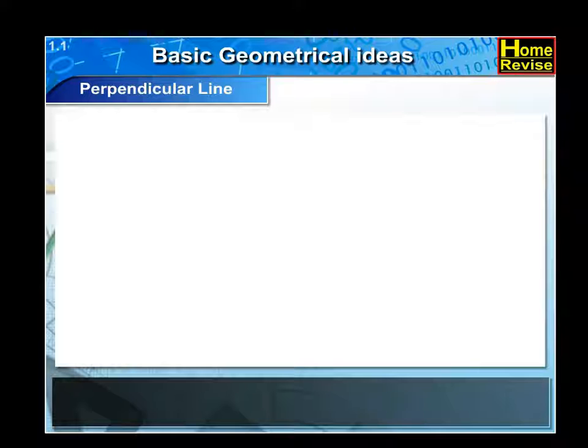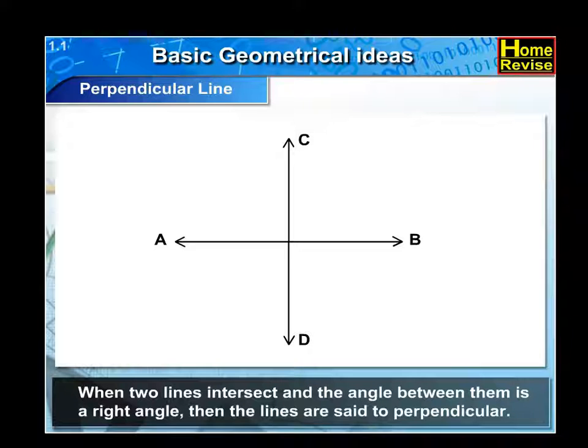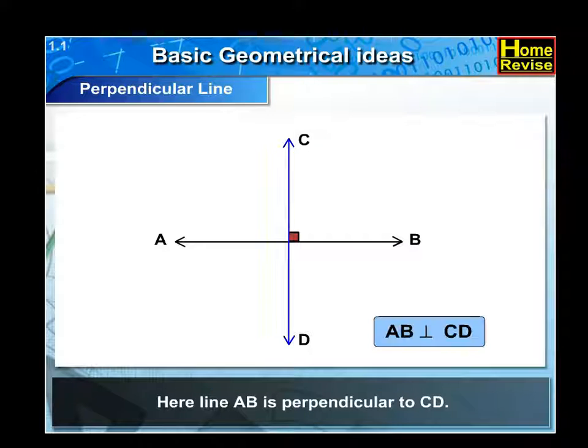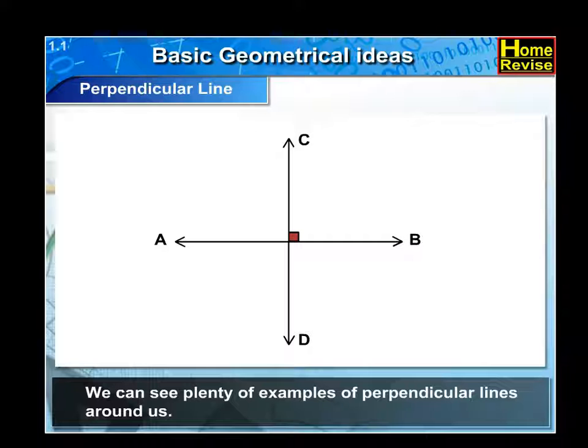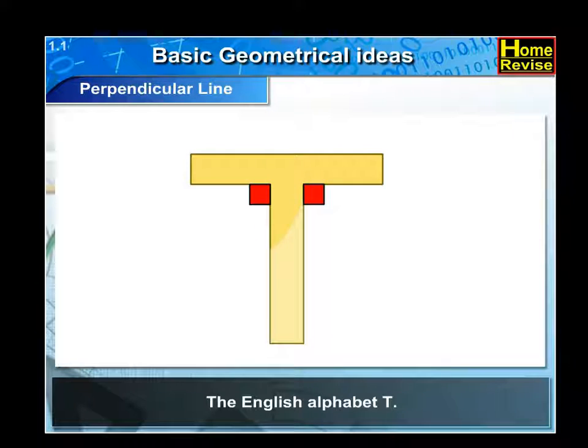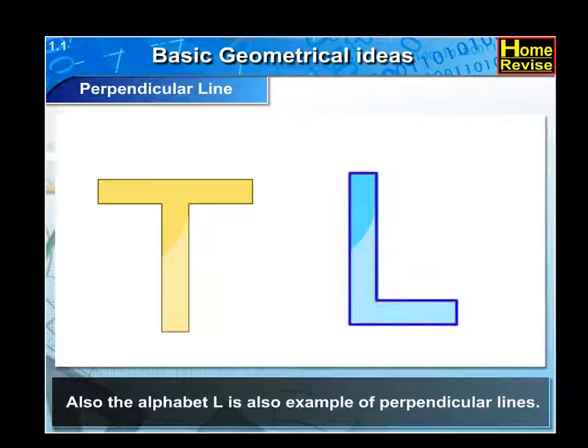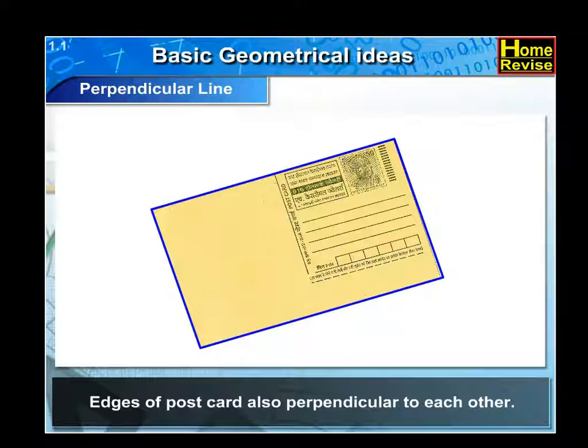Let us see perpendicular lines. When two lines intersect and the angle between them is a right angle, then the lines are said to be perpendicular. If line AB is perpendicular to CD, we can see plenty of examples of perpendicular lines around us. For example, take the alphabet T. Even the alphabet L is also an example of perpendicular lines. Edges of a postcard are also perpendicular to each other.